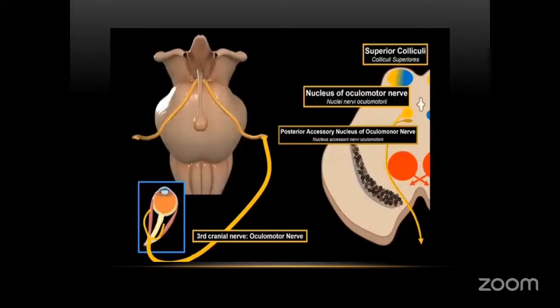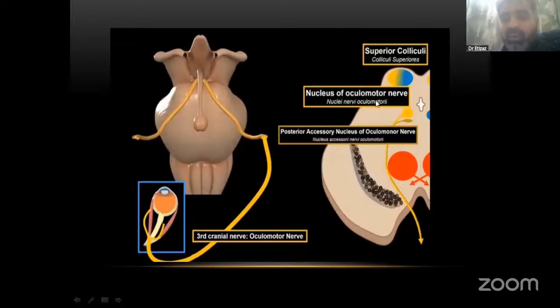Okay, superior colliculus, that's the oculomotor. It has two nuclei, the main and the accessory. The main one is for the extraocular muscles. And what about the accessory nucleus of the oculomotor? It gives the parasympathetic supply of the third nerve, from the posterior accessory nucleus of the oculomotor nerve. So this is another nucleus of the gray matter at the superior colliculus level.